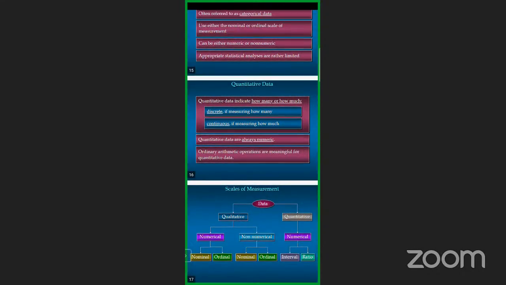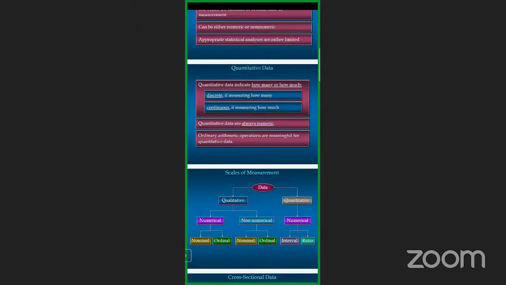As we discussed, as a scale of measurement, the data is either qualitative or quantitative. If it is qualitative, numerical data is nominal or ordinal. Non-numerical is also nominal or ordinal scale. Whereas for quantitative, mostly numerical only, we decide on the interval and ratio scales. So that is what we discussed till now for the collection of data.